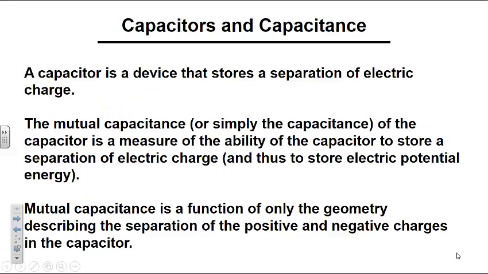A capacitor is a device that stores a separation of electric charge. The mutual capacitance, or simply the capacitance, of the capacitor is a measure of the ability of the capacitor to store a separation of electric charge, and thus to store electric potential energy. Mutual capacitance is a function only of the geometry describing the separation of the positive and negative charges in the capacitor.